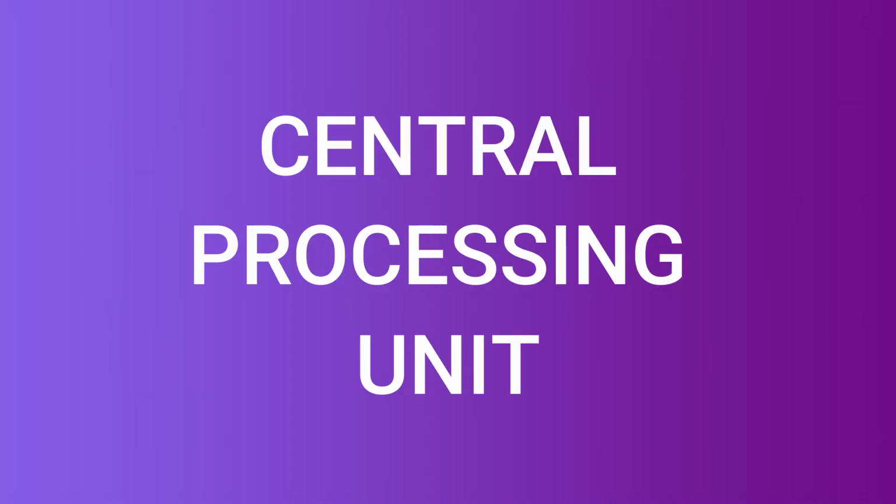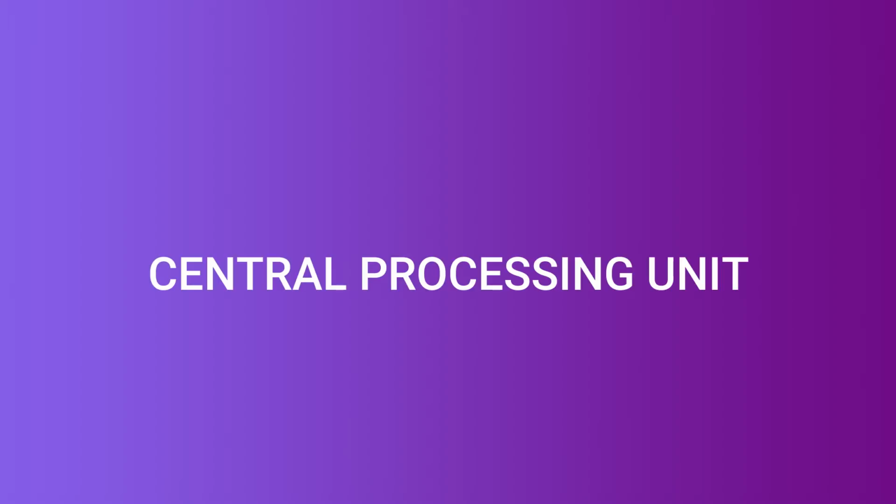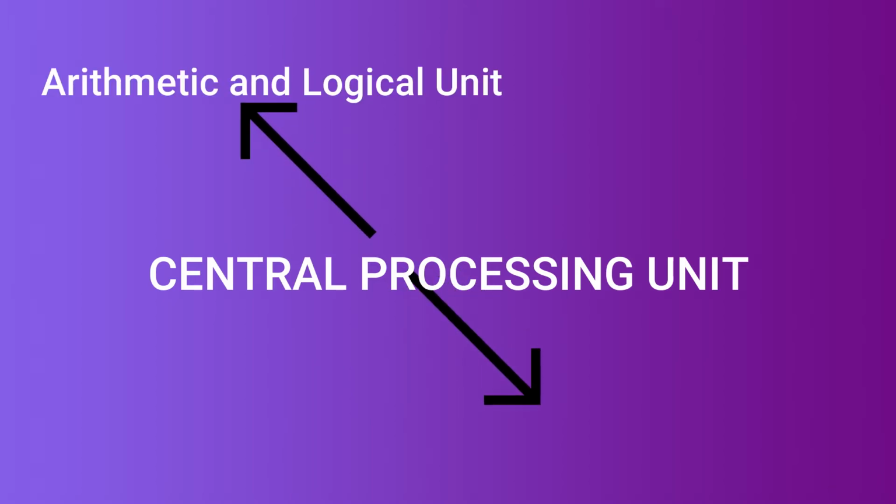Next is the central processing unit. The central processing unit is also known as the brain of the computer. Almost all the functions of a computer are performed by the CPU. It performs all the operations given to the computer. It is further divided into two parts, the arithmetic and logical unit and the control unit.